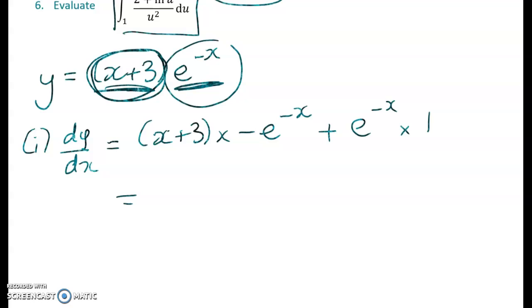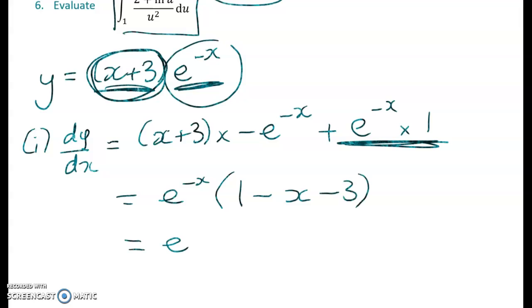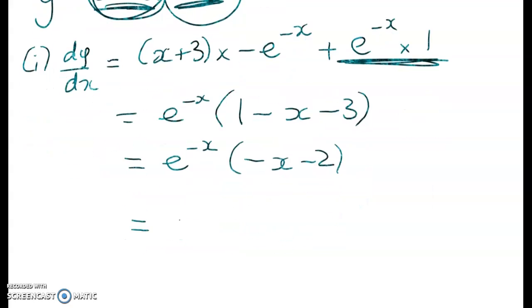Now I'm going to clean that up and factorise. That's going to give me this, e to the negative x times, now I might do this bit first because it's a positive, so 1 minus x minus 3, which gives me e to the negative x times negative x minus 2, and that equals negative (x plus 2) times e to the negative x.